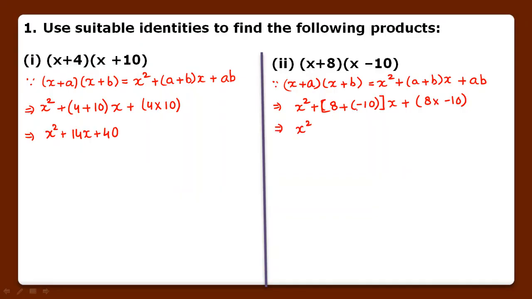This implies x square plus 8 minus 10 into x, 8 into minus 10 is minus 80. X square minus 2x minus 80. In this way we can find the product.